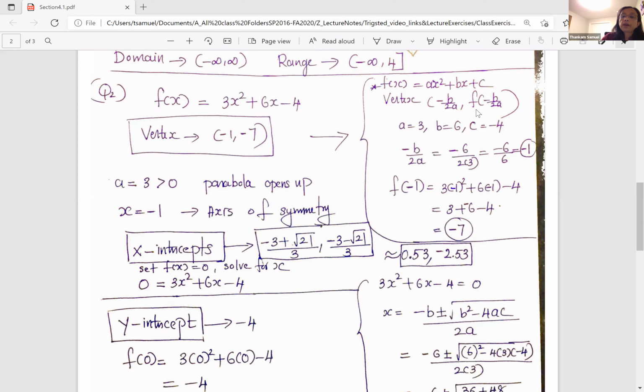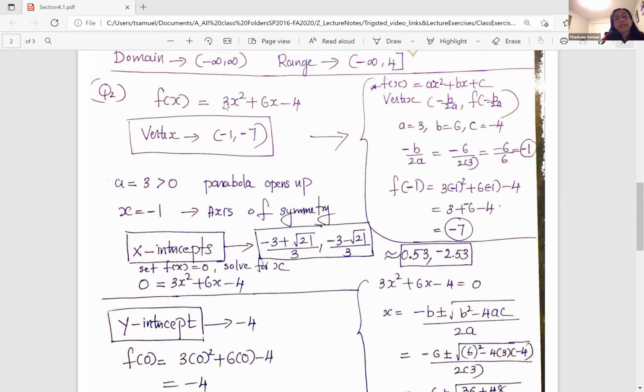So to find the y coordinate of the vertex, substitute this value in the original function. So 3 times -1, the whole quantity squared, plus 6 times -1 minus 4. So 3 plus -6 minus 4. So you can see that you will get -7. So that is the y coordinate of the vertex. So the vertex is (-1, -7).